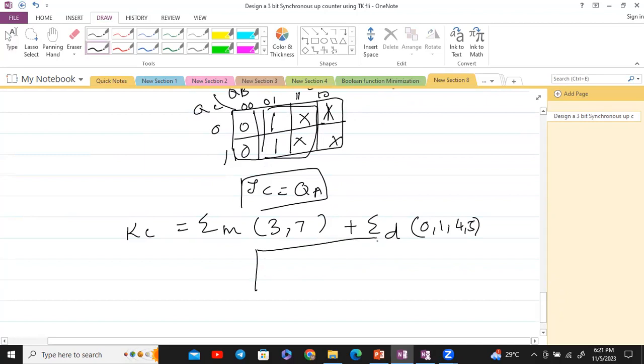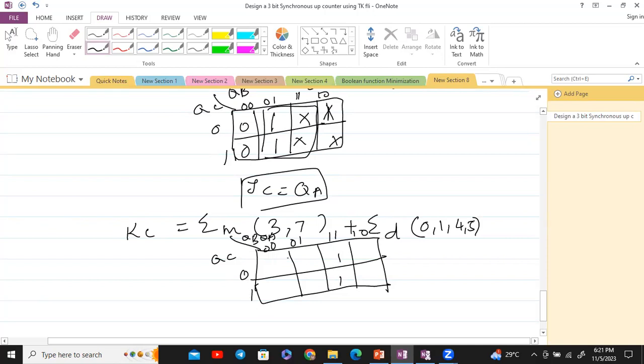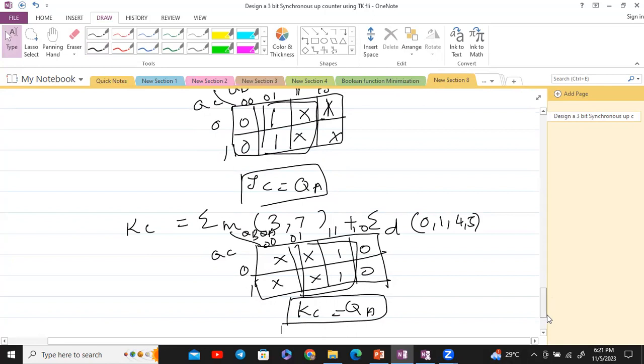Okay, so you can formulate the K map. QC, QB, QA: 0, 0, 0, 1, 1, 1, 1, 0, 0, 1. 3 and 7 are the min terms, 0, 1, 4, 5 are don't care, remaining two terms 0. So you can also formulate the same K map, and you will be getting the same value for JC as well as KC, as QB. And the last term is your JA.